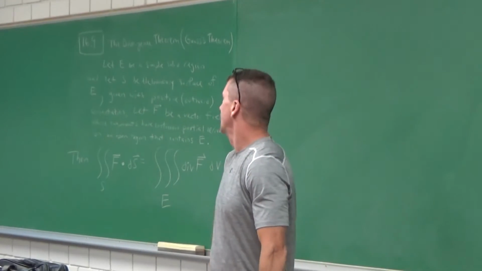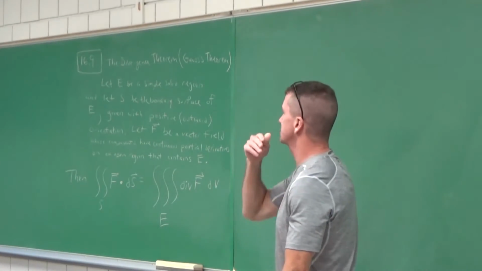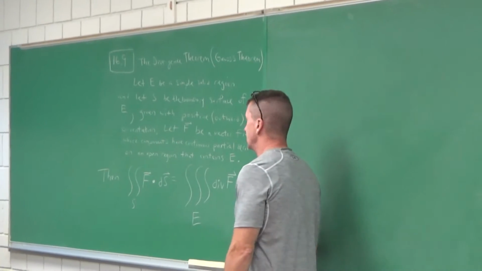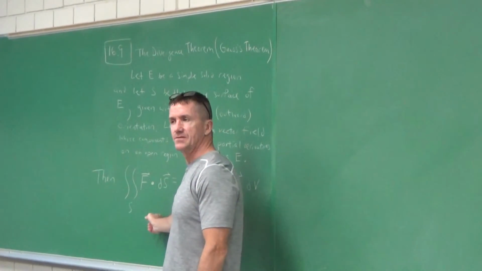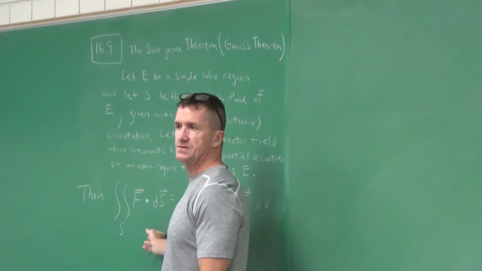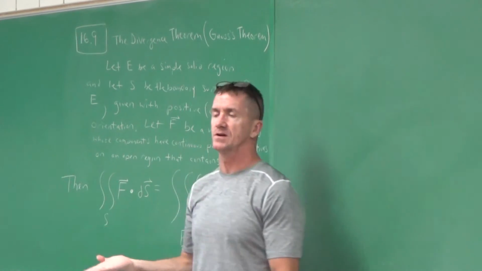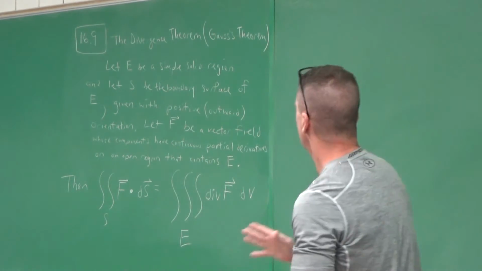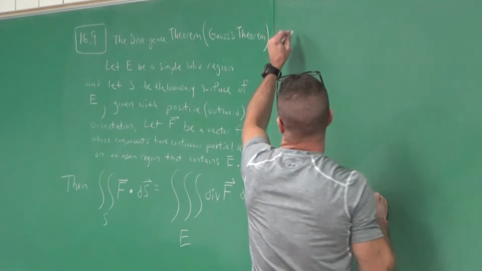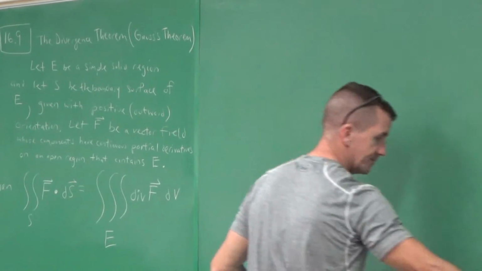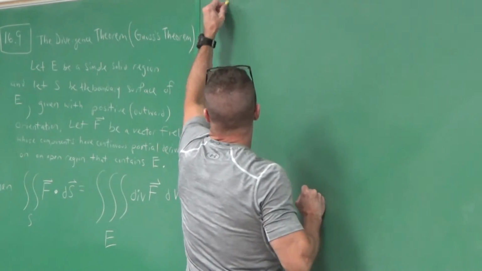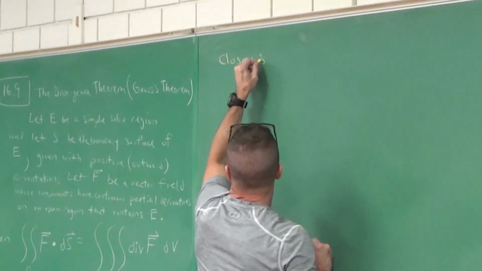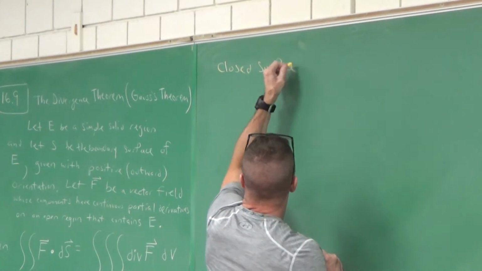16.9 today, and this is the divergence theorem. This is Gauss's theorem. So this is finding the flux of a vector field that crosses some surface S. So it is a surface integral of a vector field, but this is particularly for closed surfaces. So I want to point that down right now, that everything we're talking about today will be for some closed surface.